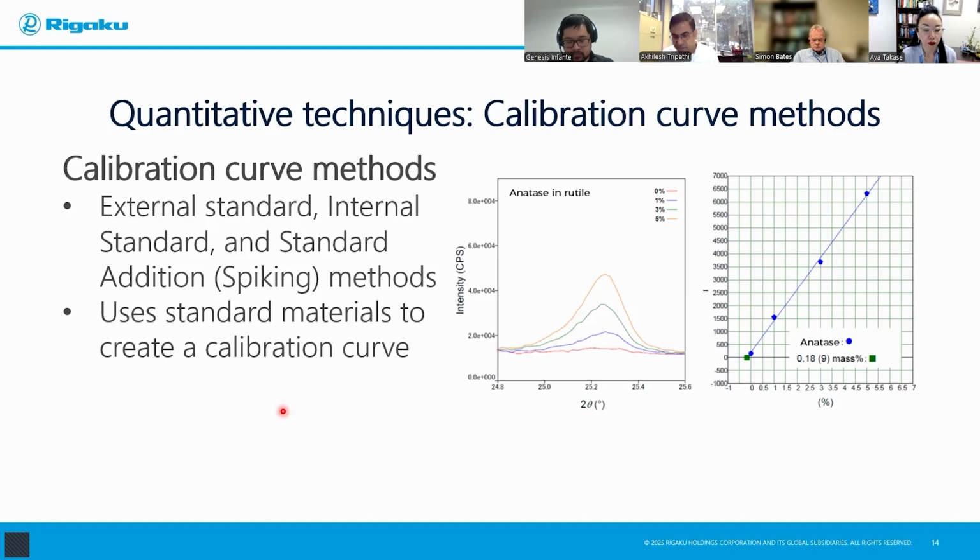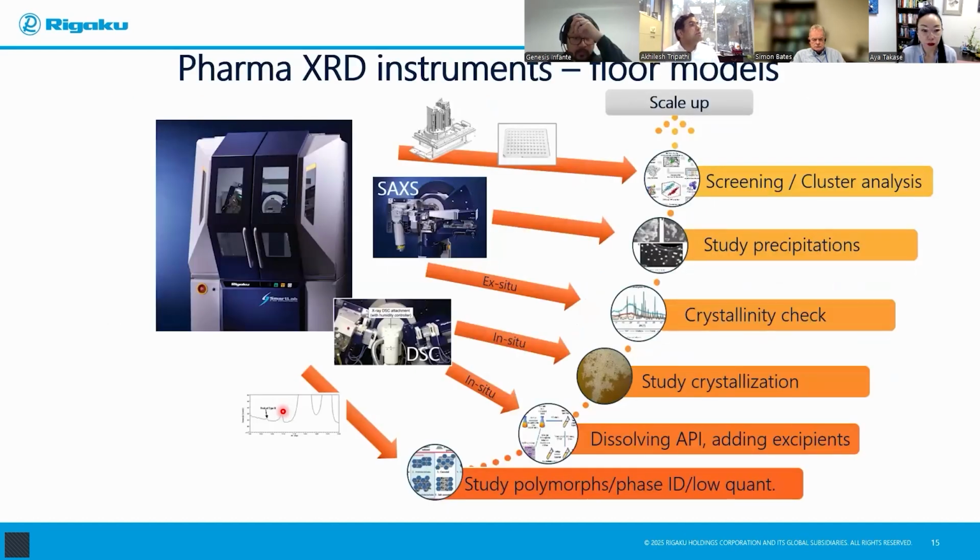So next, changing the topic to the instrument. I could generally divide Pharma XRD instruments into two types, floor models and desktop models. Let's first see a floor model, such as this Rigaku SmartLab. You could perform a number of analyses. Let's point them out: screening or cluster analysis. Each one of them, by the way, could be scaled up.